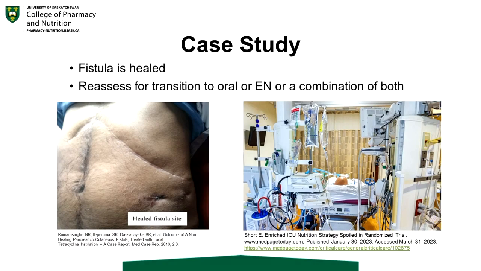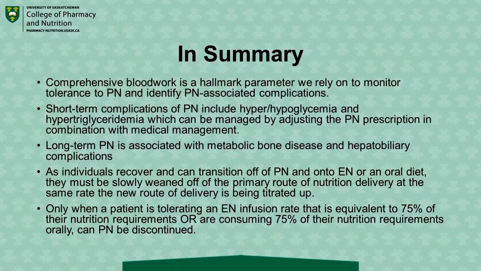In summary, comprehensive blood work is a hallmark parameter we rely on to monitor tolerance to PN and identify PN-associated complications. Short-term complications of PN include hypoglycemia and hypertriglyceridemia, which can be managed by adjusting the PN prescription in combination with medical management. Long-term PN is associated with metabolic bone disease and hepatobiliary complications.